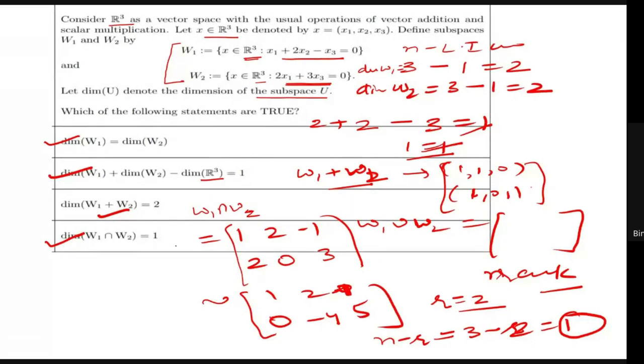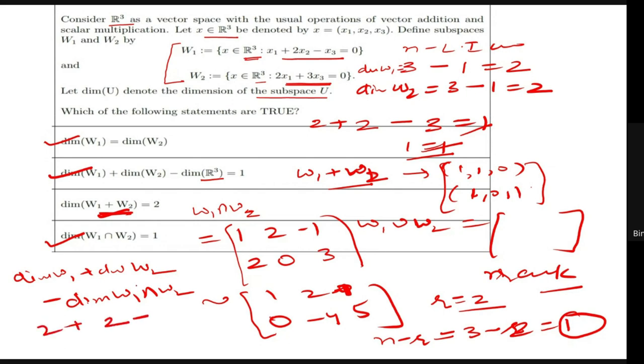Got it? Now you have to find the dimension of W1 plus W2. You can write dimension of W1 plus dimension of W2 minus the dimension of W1 intersection W2, which you have already found out. W1 is 2, W2 is 2, and the dimension of W1 intersection W2 is 1, so it equals 3. But it has given us 2, that is the wrong option. Clear?